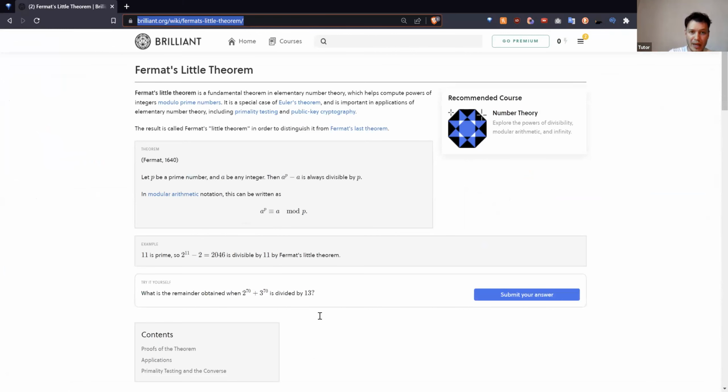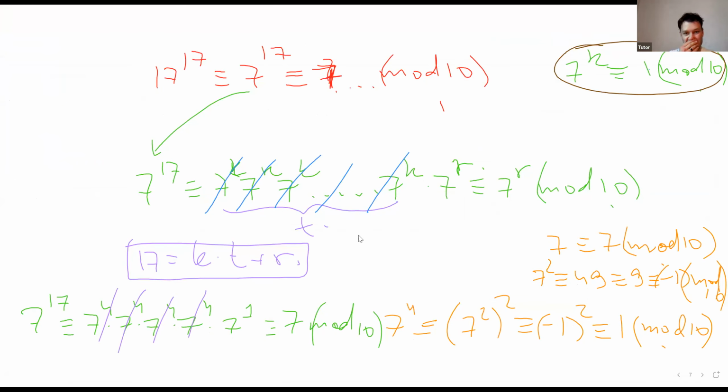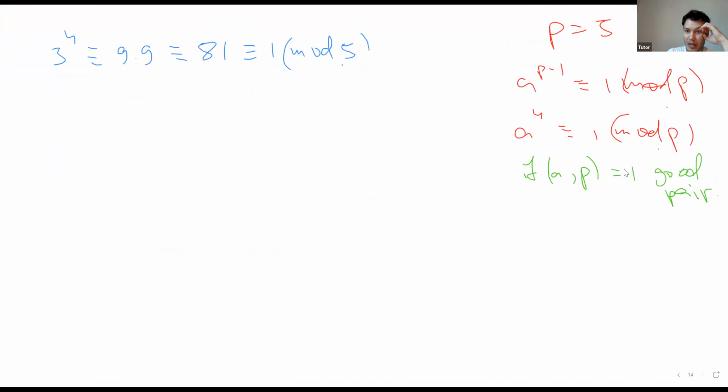Okay, so now let me go back to my whiteboard and let's see what we can do next. I guess we have Fermat's little theorem, right? And we got a to the power p minus 1 is 1 mod p. So if we're working with mod 5, I get that a to the power 4 is going to be congruent with 1 mod 5.